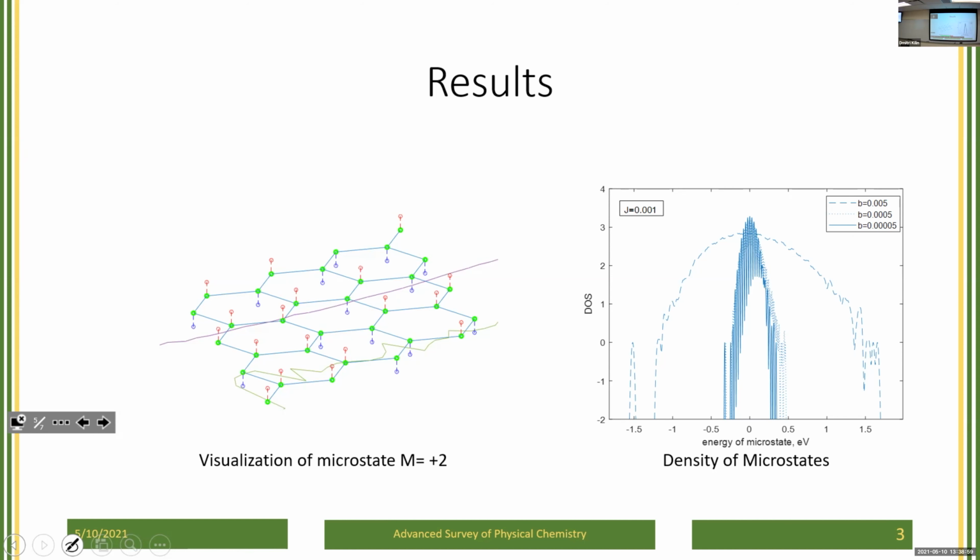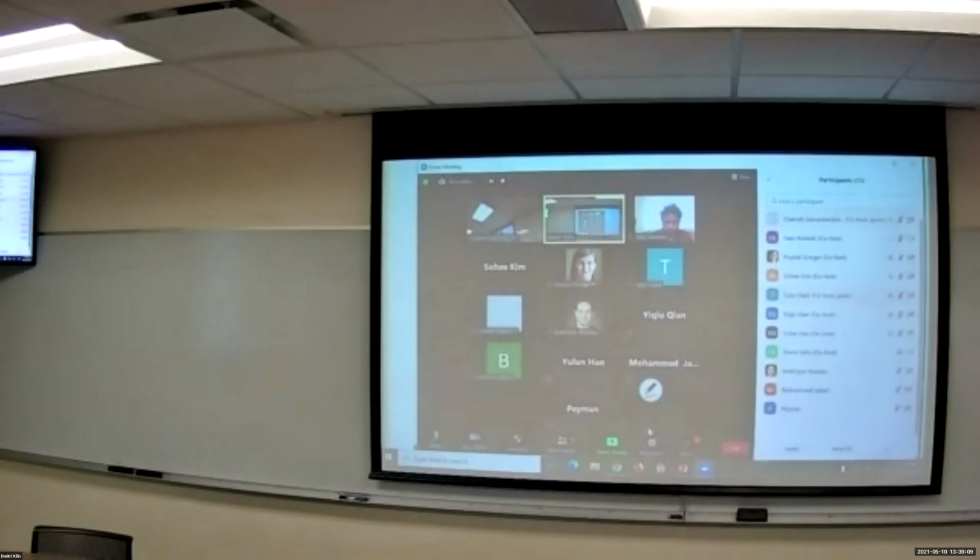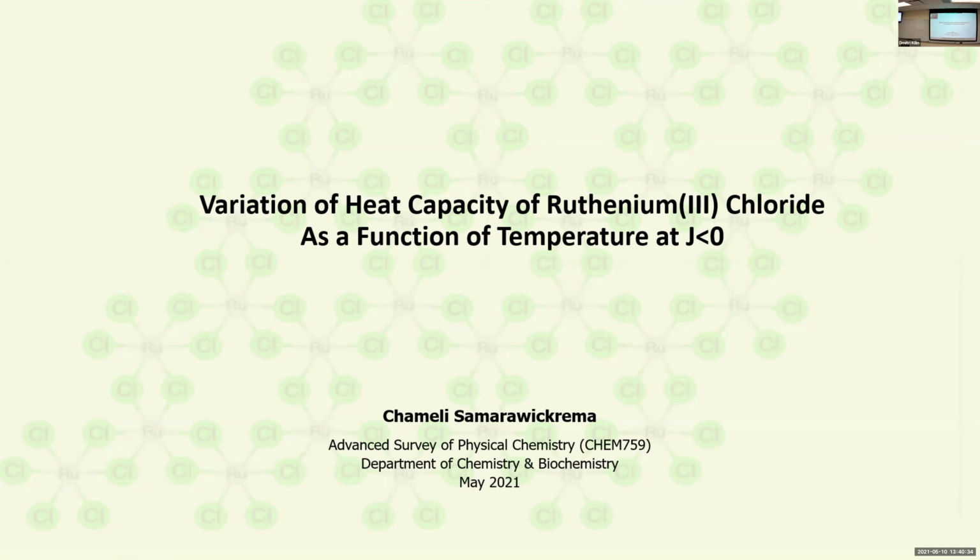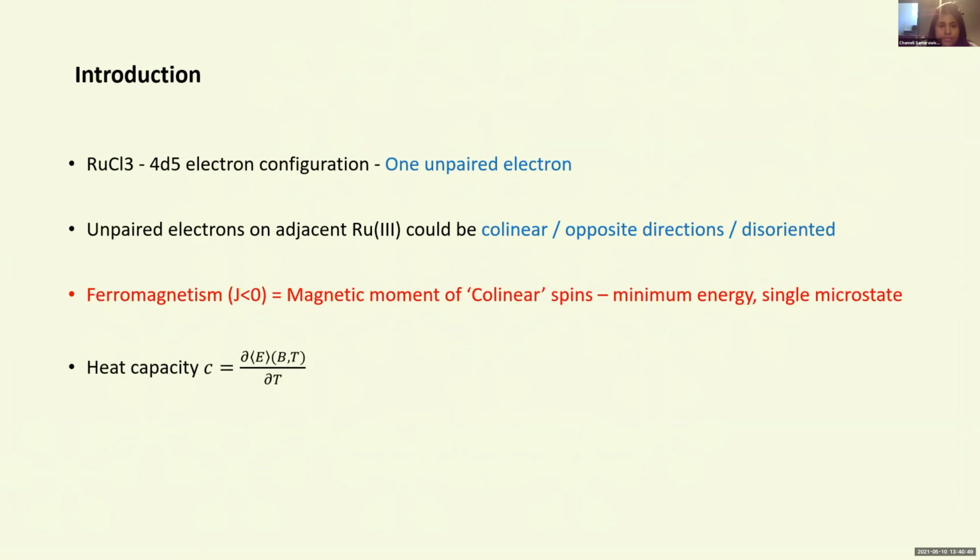So now we are finished with the first and third fundamentals sessions, and the next session will be about thermal properties, where the next speaker is Samara Wickerman. Okay. Hi everyone. So I'm going to talk about the impact of temperature on heat capacity of ruthenium chloride at negative spin-spin coupling.